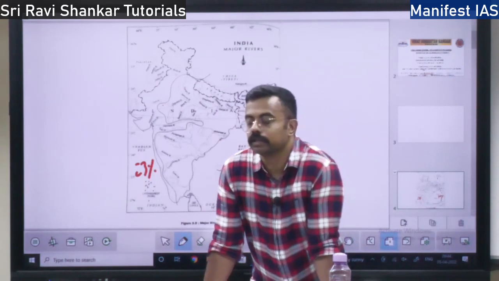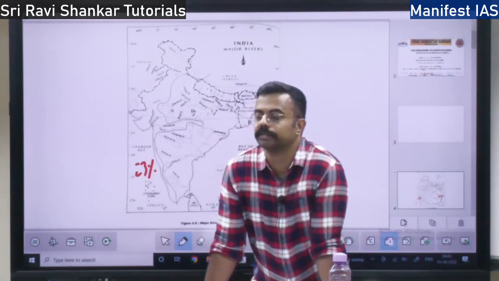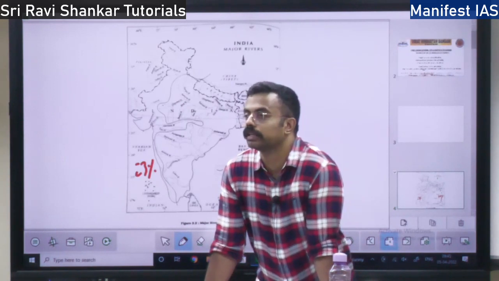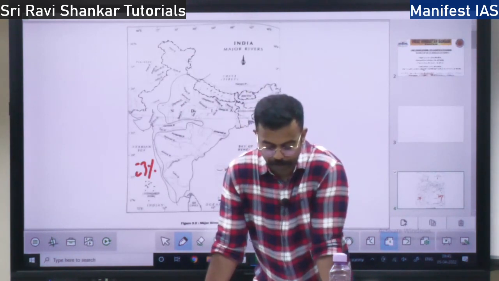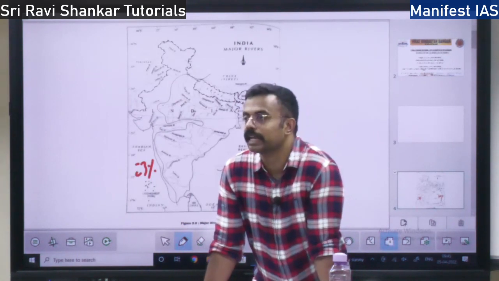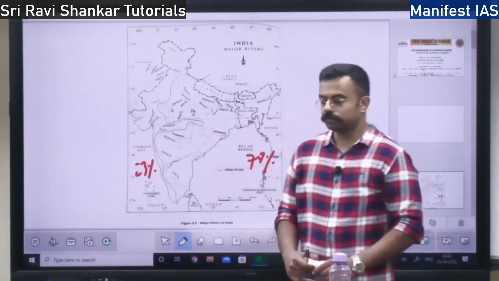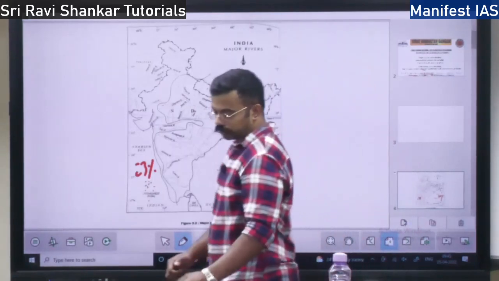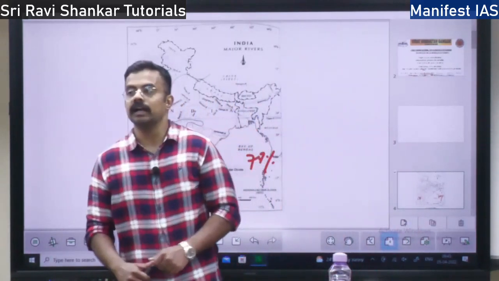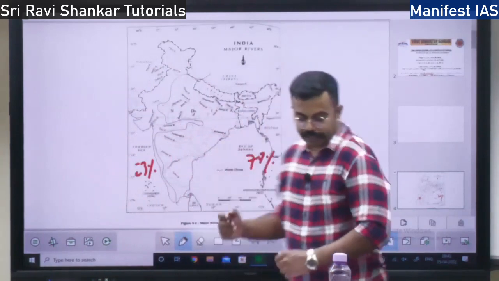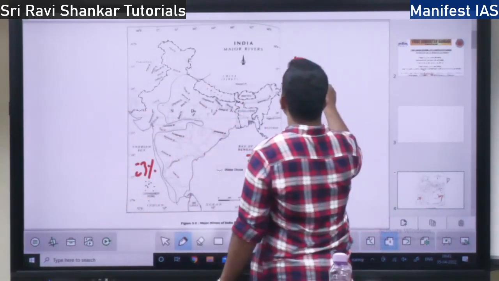So all the large rivers with the large river basin, they will flow into Bay of Bengal. Except the Narmada and Tapi River, they flow into the Arabian Sea, right? So major rivers, large rivers, all of them flow into the Bay of Bengal, right? So this is about the division of rivers in India. Next we will talk about the drainage system in India.